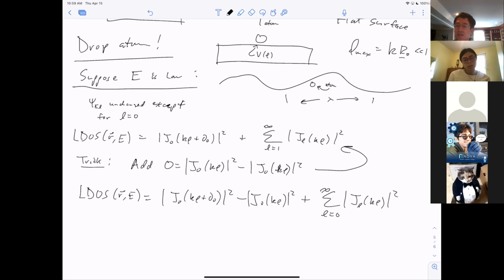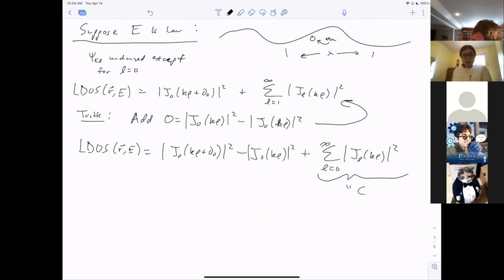Okay, do you see that? Just a little math trick. What does this guy equal to? I told you before, I don't know if you remember, but that's the sum of the Bessel functions from 0 to infinity. Is that a constant? Yes, constant.